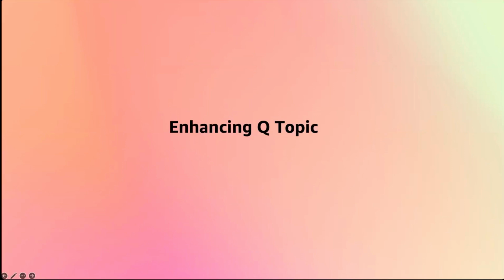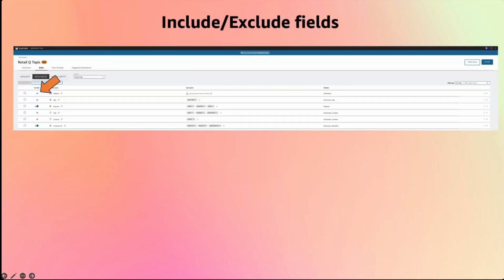So now going on to our main topic, which is enhancing Q topic. The first one is include and exclude fields. As I've told you, Q tries to start off with a smaller set of fields that has potential for maximum impact. We can always exclude and include fields as we deem fit. As you know your data well, if you think this particular column will be used, just turn this on. It's as simple as that. Whichever you have turned on, that data will be displayed when the users ask questions.